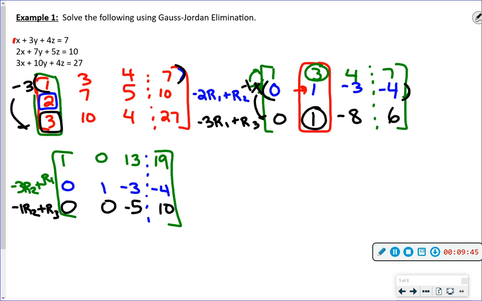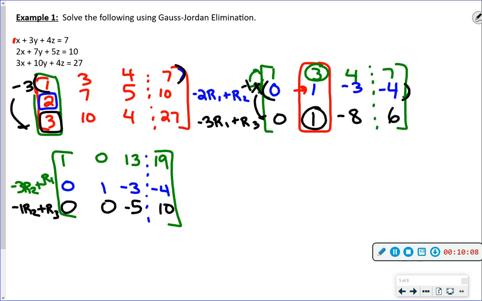And I can tell you right now what z is. Any guesses? -2. Perfect. Because our bottom row, can you make this a 1 super easy? Because I could divide all of this by what? 5, negative 5.